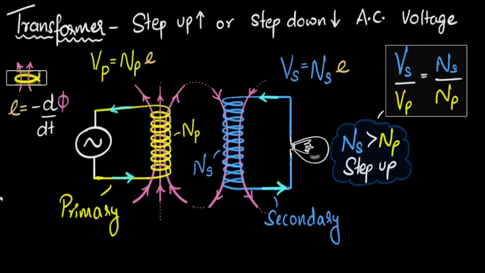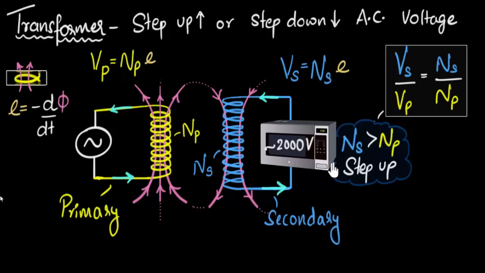That's what happens in your microwaves. Your microwave oven requires thousands of volts to run. But you might know that our AC mains supplies only about 230 volts, so roughly around 200 volts, let's say. So if you want to increase the voltage, say by 10 times as an example, then all we have to do is make sure that the number of turns in the secondary is 10 times more than the number of turns in the primary.